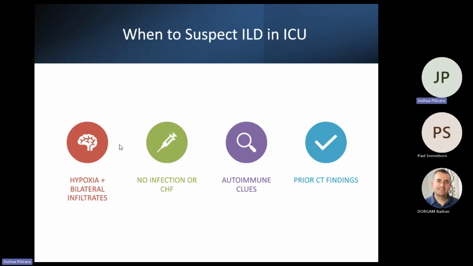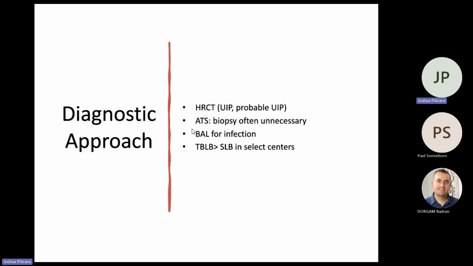Suspecting it in a new, fresh patient, hypoxia, bilateral infiltrates, the usual bread and butter of our ICU, rule out some autoimmune clues, and then open up your prior CT if available. CT is super important. ATS says biopsy is often unnecessary and tagged along with high mortality. So don't pursue biopsy. BAL is fine for ruling in or out infection that can be concomitant. And if you do have biopsy capability, then transbronchial is superior to surgical in mortality terms.